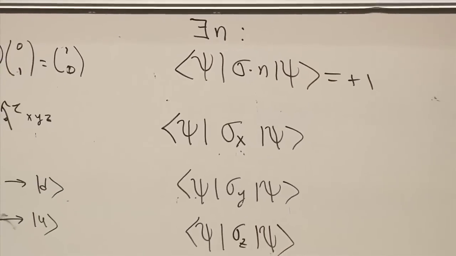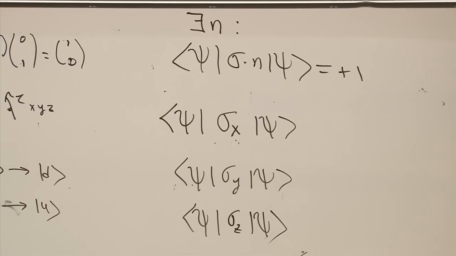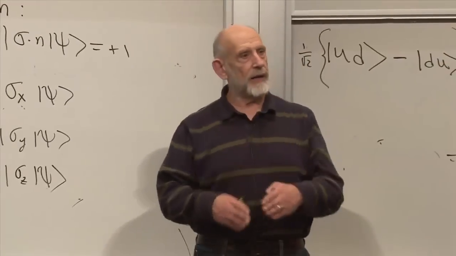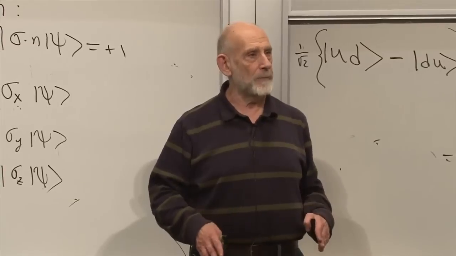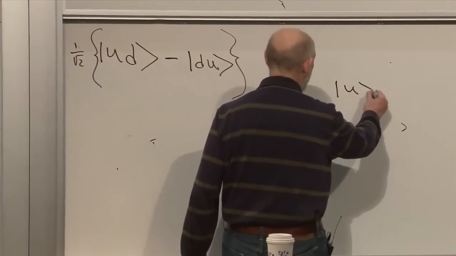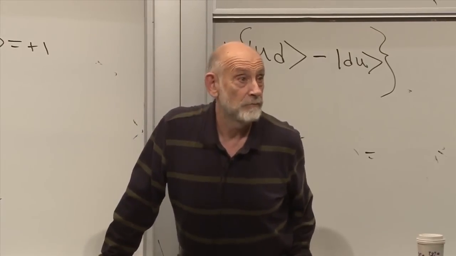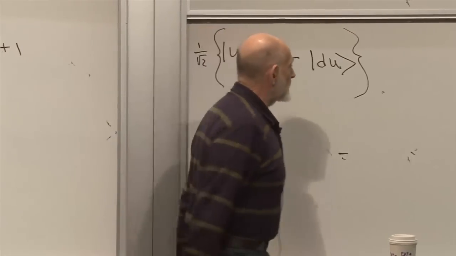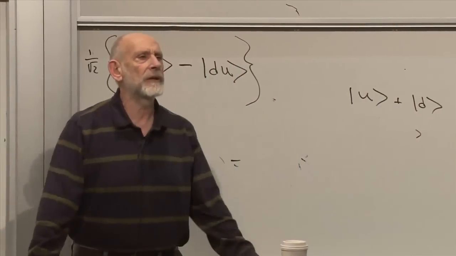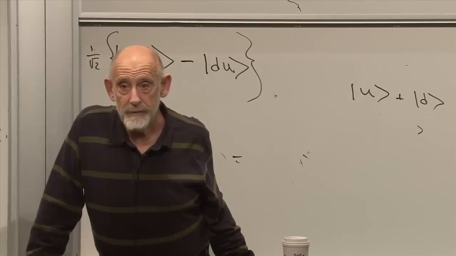You can't measure them all simultaneously. But if I give you a state, I tell you the state, then you can tell me what direction of space you should orient your detector so that the answer comes out plus one. For example, I could just give you up. If I gave you up, what direction should you orient your detector to? Along the z-axis. What if I gave you up plus down over square root of 2? What direction should you orient your detector to make sure that you get plus 1? Along the x-axis, right?